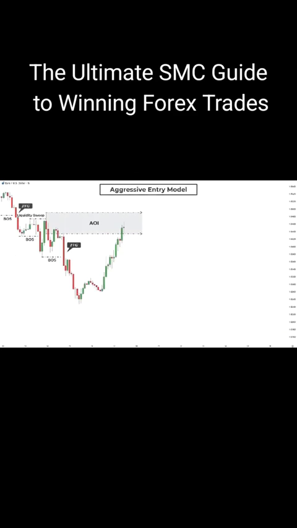Executing a trade using this entry model is like placing a limit order within the higher time frame's demand or supply zone. Imagine we have a perfect sell setup, like the example on the chart, confirmed by the criteria and rules of a high-probability trading setup.